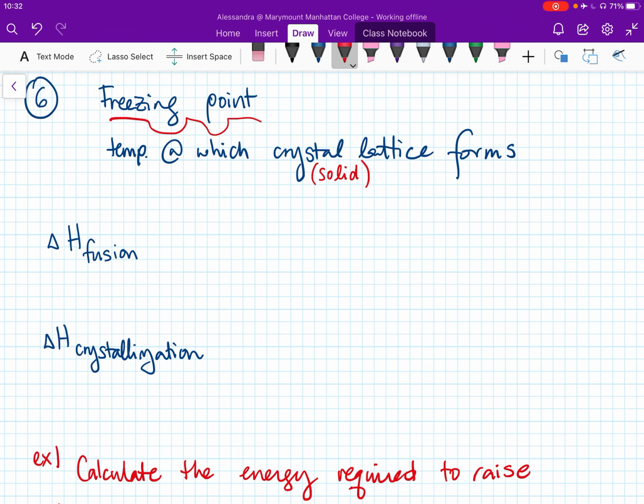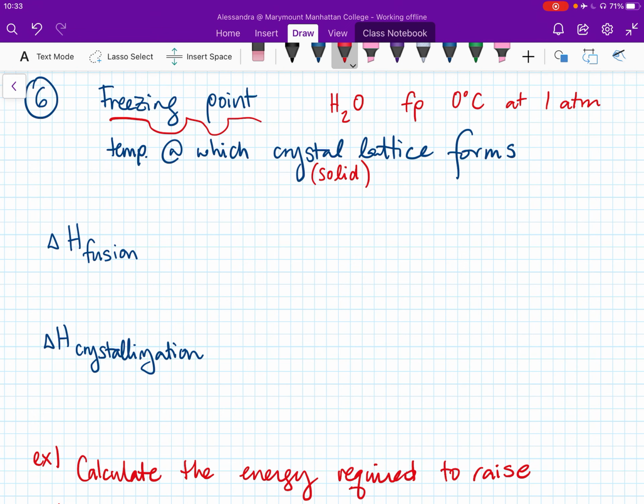Now, of course, you know the freezing point of water, right? For water, the normal freezing point is going to be 0 degrees Celsius. So that's normal because that's the freezing point at 1 atmosphere of pressure. 0 degrees Celsius or 32 degrees Fahrenheit is the freezing point of water. So this is the temperature at which the solid forms.